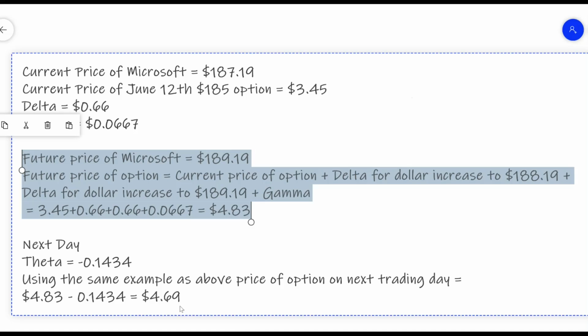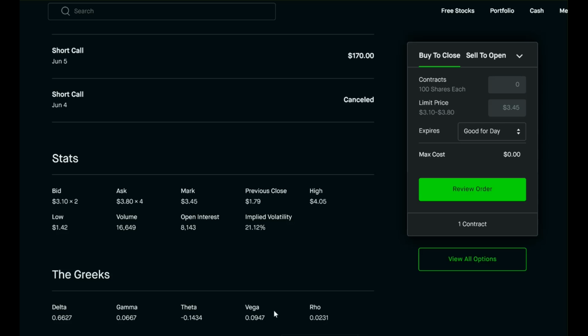Now let's talk about Vega. We spoke about delta, gamma, theta, and the fourth is Vega. Vega represents the change in option price for a percent change in the implied volatility. So the implied volatility is 21.12. That will change. Implied volatility changes with any new news that is applicable to the stock.